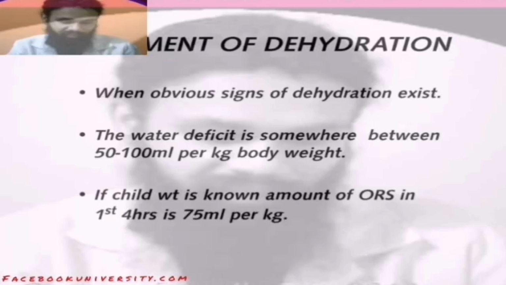So if your child is 20 kg weight, how much amount will you give? You will give 1500 milliliter of ORS, depending upon the weight of the body of the child.